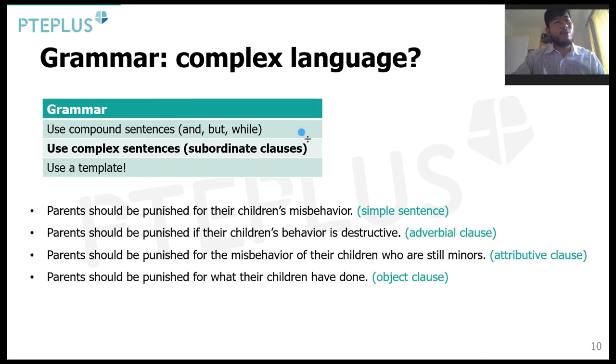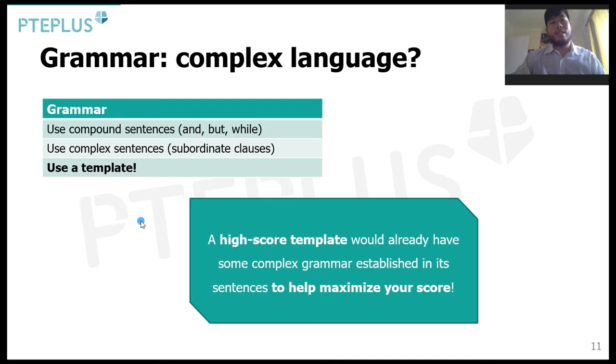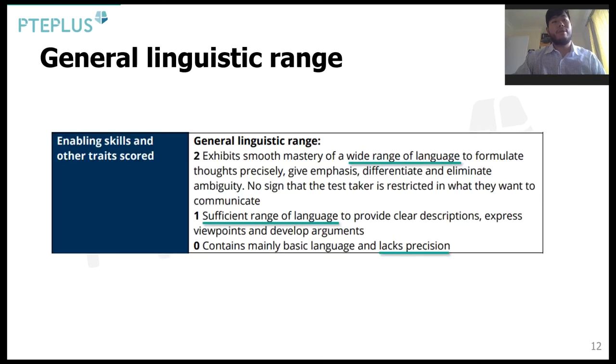So obviously this is all really complex, and like I said, all of that can be solved essentially by using a template. A well-established high-scoring template should cover the majority of complex and compound sentence requirements that you'll need. It'll have some default established complex and compound sentences ready in there to help you establish a high score. So don't worry about it at all if you're using a template.